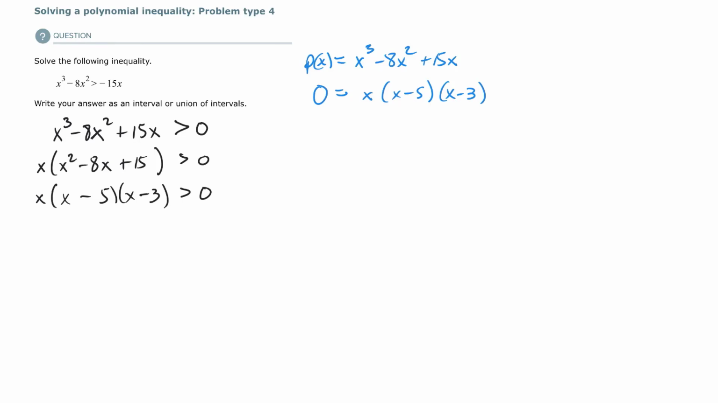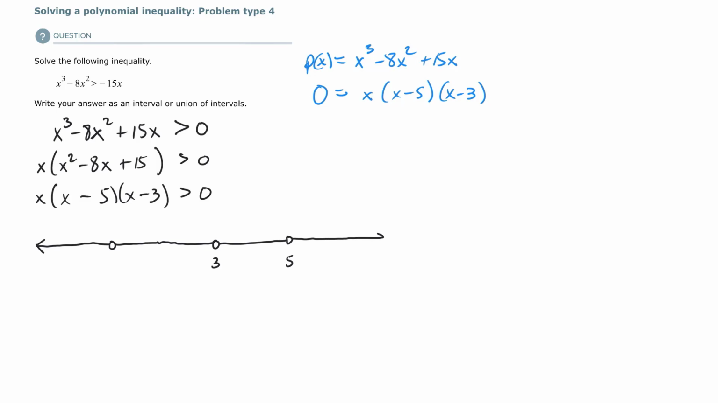Now, this is not going to be to scale, but I do need to put them in order. So it's going to be 0, 3, and 5. So 0, 3, and then 5. And I apologize. Like I said, this is not to scale. The scale is really far off. So why don't I fix that? There, that's a little bit better.